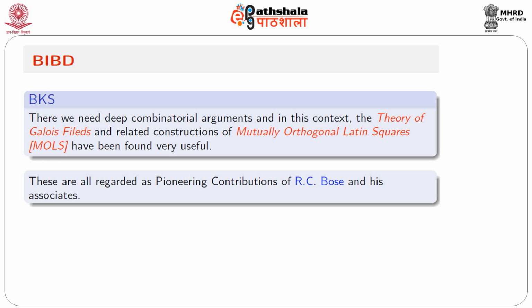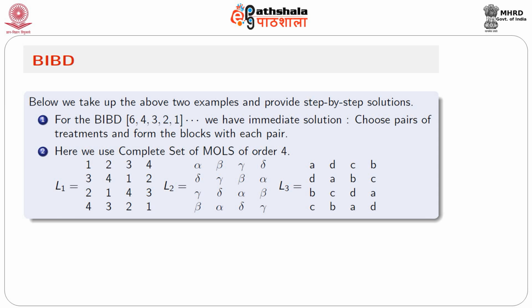These are all regarded as pioneering contributions of an Indian mathematician cum statistician, R.C. Bose, and his associates. Below we take up the above two examples and provide step-by-step solutions. For the BIBD with parameters B equal to 6, V equal to 4, R equal to 3, K equal to 2, lambda equal to 1, we have an immediate solution. As I told you, just start writing pairs of treatments. Choose pairs of treatments and form the blocks with each pair, that's it. Here we use a complete set of mutually orthogonal Latin squares of order 4.